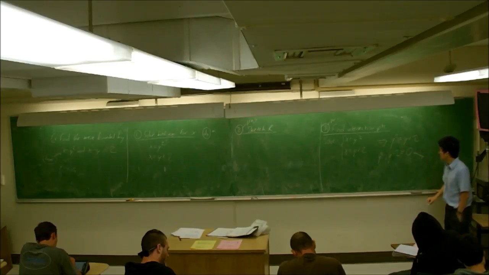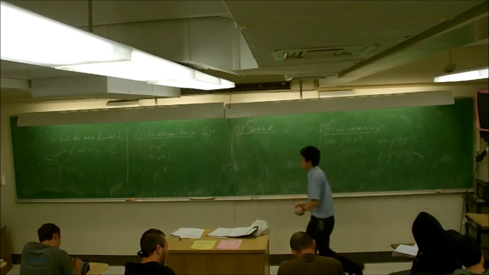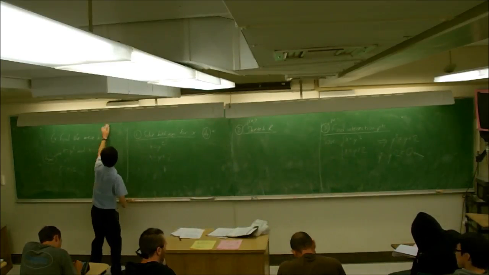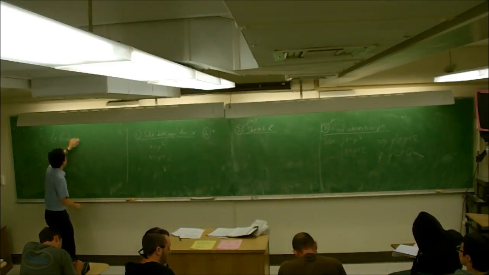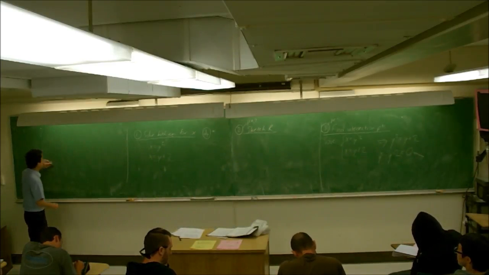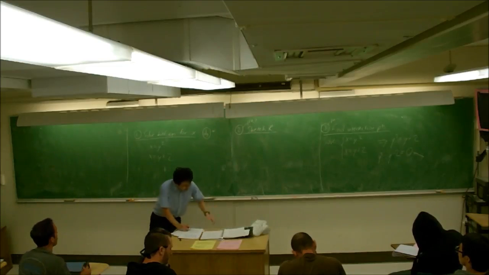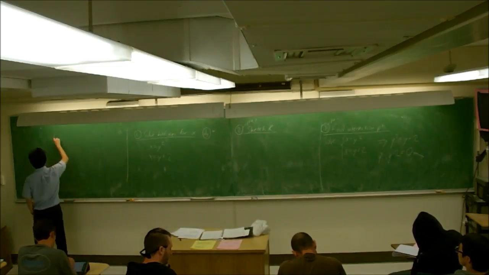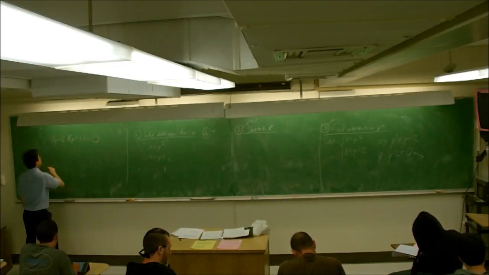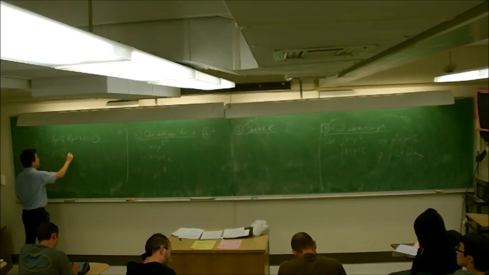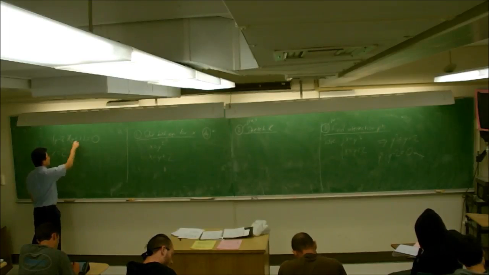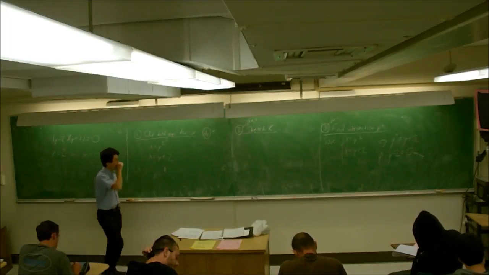Factor that. I should hope you know how to factor that, but if you're desperate, you can use the quadratic formula. Okay, y minus 2 and y plus 1 equals 0. So y equals 2, or y equals what? Negative 1.